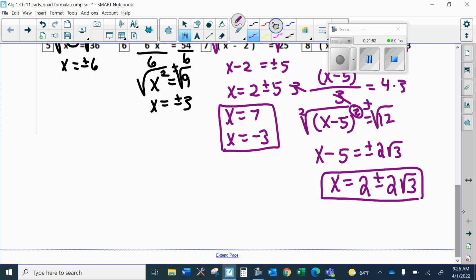Okay, you might see it written like that, or they might have it written separately: 5 plus 2 root 3, and 5 minus 2 root 3. Not as a point, so they're not going to have parentheses around it. It's not a point. It's the 2 answers.